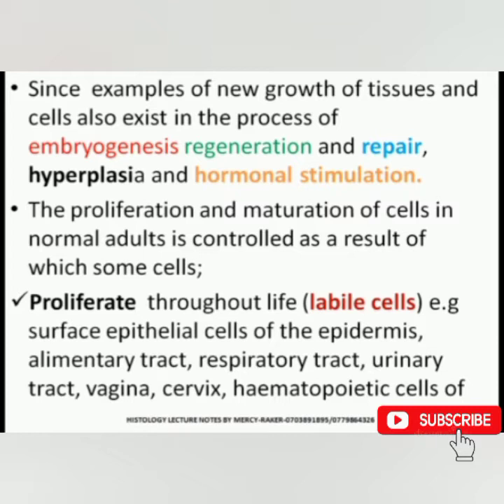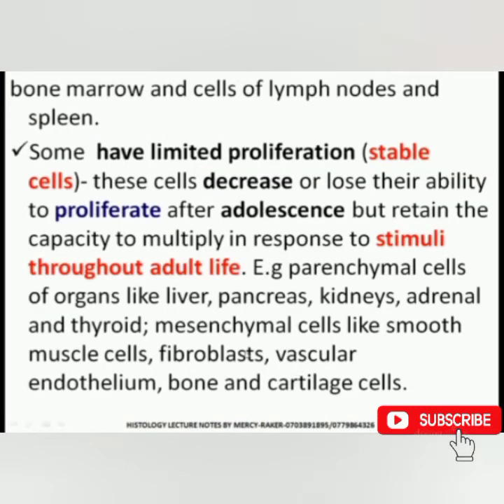The proliferation and maturation of cells in normal adults is controlled, as a result of which some cells proliferate throughout life, and these are called labile cells. For example, surface epithelial cells of the epidermis, alimentary tract, respiratory tract, urinary tract, vagina, cervix, hematopoietic cells of the bone marrow, and cells of the lymph nodes and the spleen. Some cells have limited proliferation, and these are termed as stable cells.